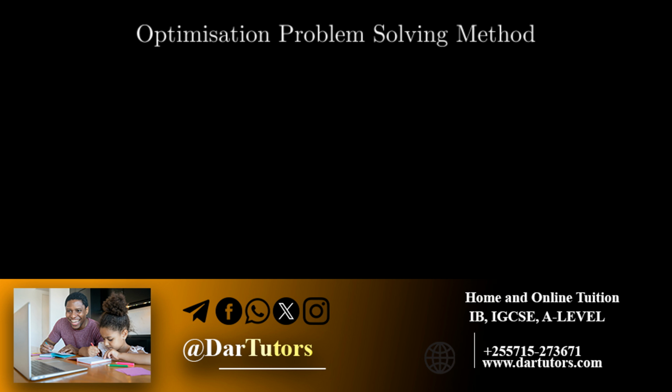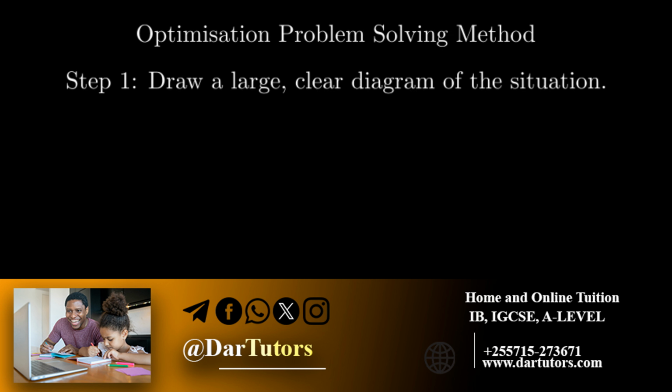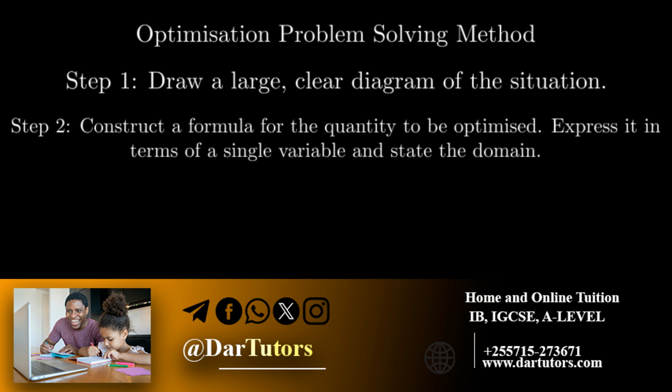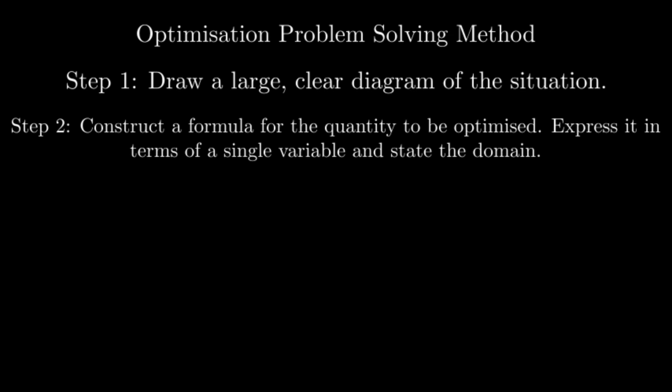Let's outline this optimization problem-solving method. Step 1. If the problem involves geometry, always start by drawing a clear diagram. This helps you visualize the relationships between different quantities. Step 2. Create a formula for the quantity you want to maximize or minimize, like area, volume, or cost. It's crucial to write this formula in terms of just one variable, like x, and to determine the valid domain or possible values for that variable.